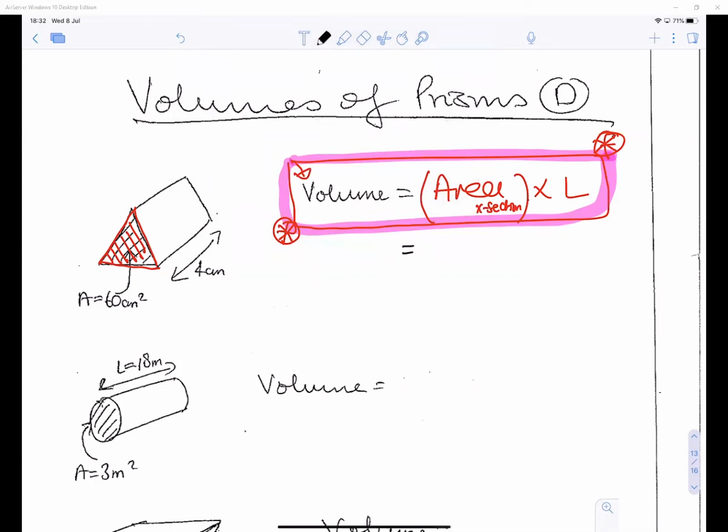The area has been labeled on the diagram and has been given a number as well. So we need to start putting numbers in now. Do you do 60 centimeters? So area equals 60, lovely. And what's the length? 4. So what's the volume then? 240.